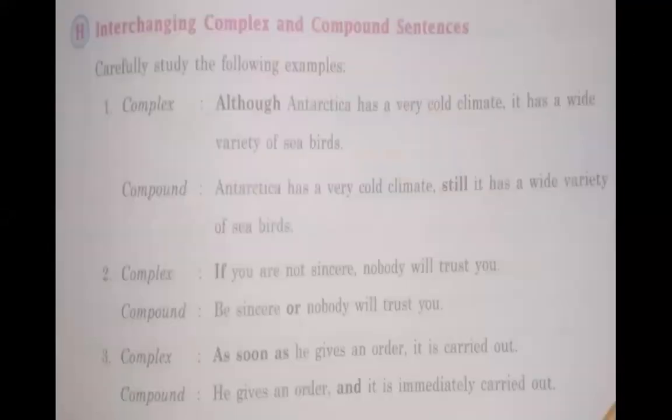If there is, you can put interchanging complex and compound sentences. So what we have to do basically, we have to change complex sentence into compound sentence and compound sentence into complex sentence. Both of these sentences we have already discussed. Complex has one principal clause and one subordinate clause. Principal clause is called main clause also, and the compound sentence has both coordinate clauses. Both the clauses are independent, not dependent like a subordinate clause.